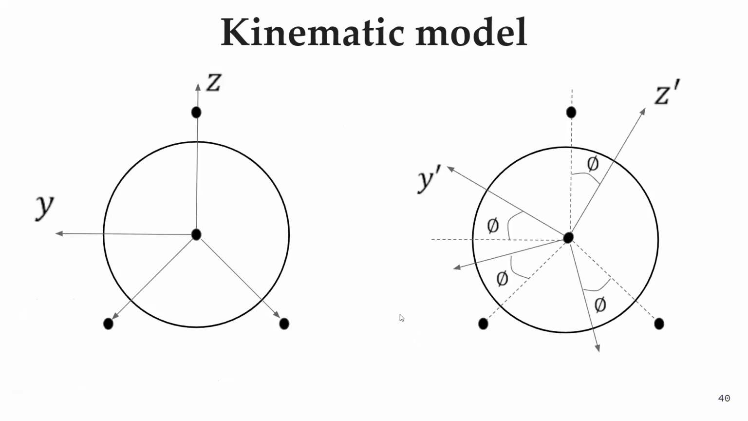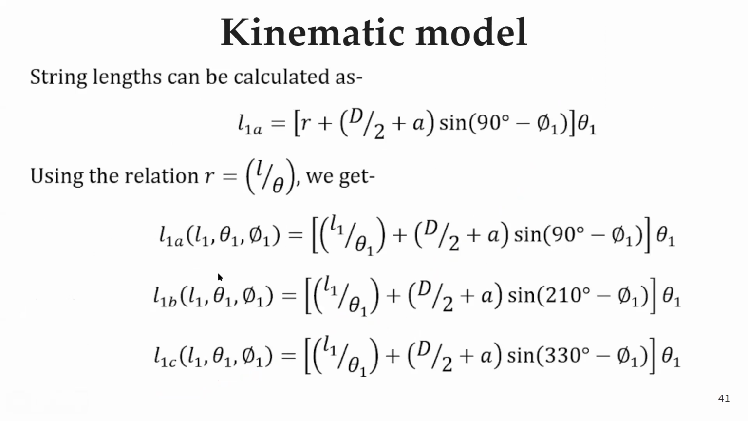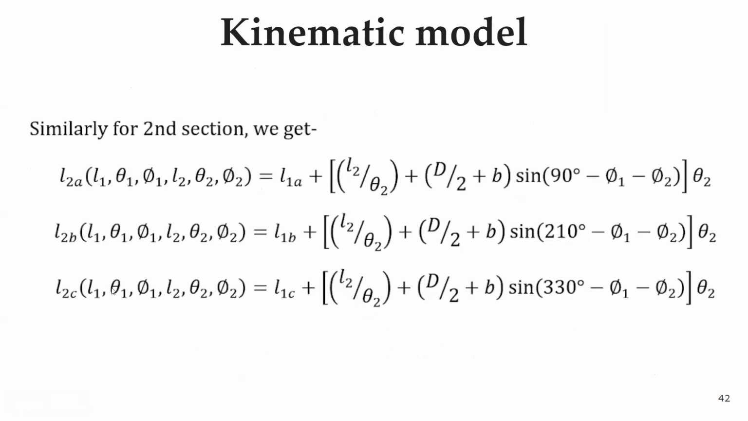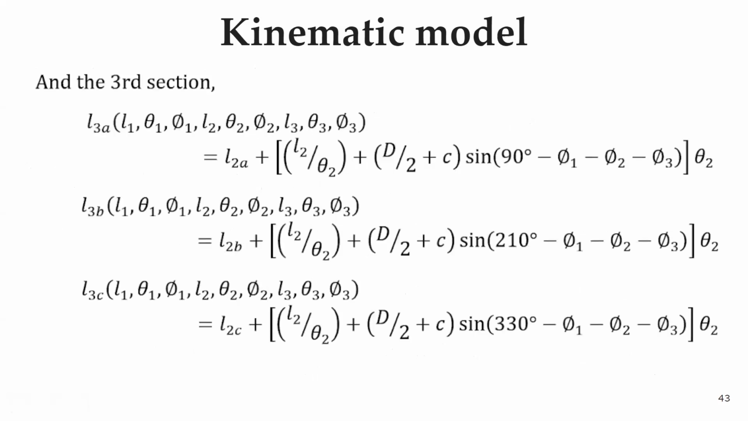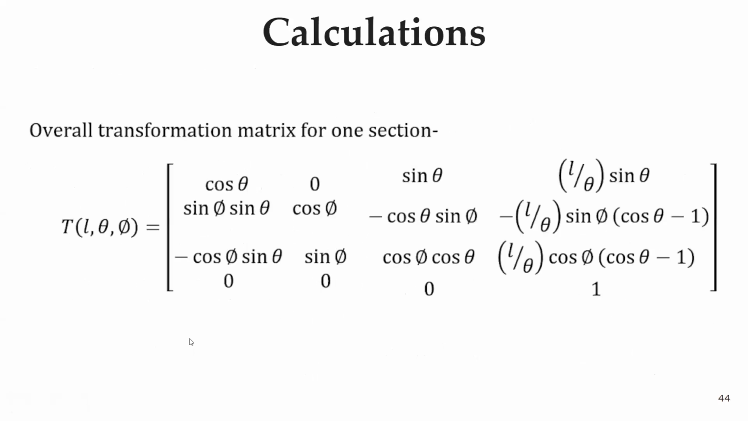Now we'll calculate the length of the strings in terms of these parameters L, theta, and phi. So for section 1, the length of the strings L1A, L1B, and L1C. Similarly, for section 2, we'll get L2A, L2B, and L2C. And for section 3, L3A, L3B, and L3C. This is the overall transformation matrix for one section, in L, theta, and phi.